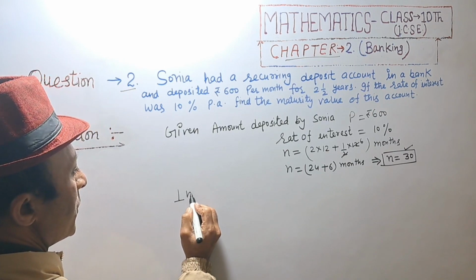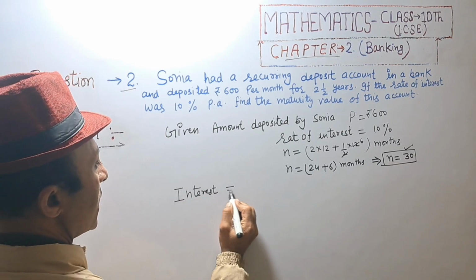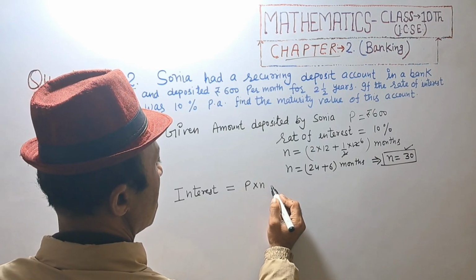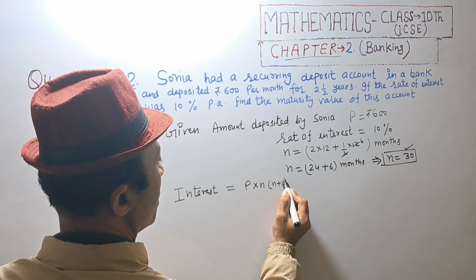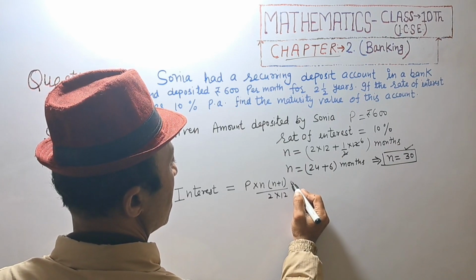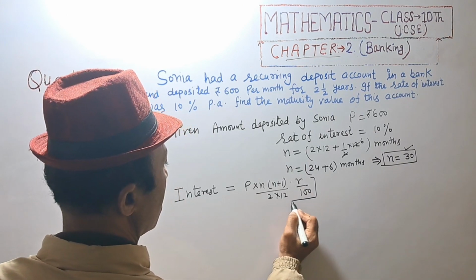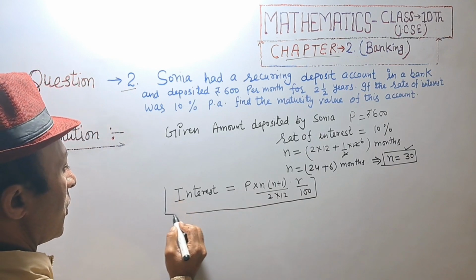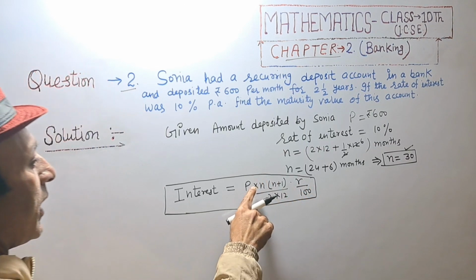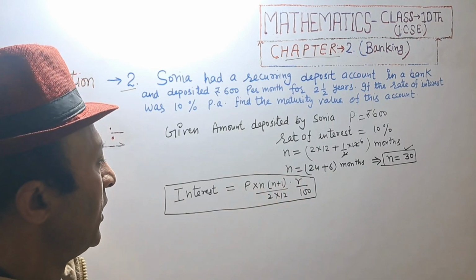Interest is equal to P multiplied by N into N plus 1 divided by 2 into 12, multiplied by R upon 100. Interest is equal to P into N plus 1 divided by 2 into 12 multiplied by R upon 100.